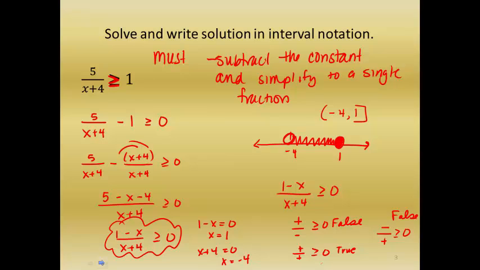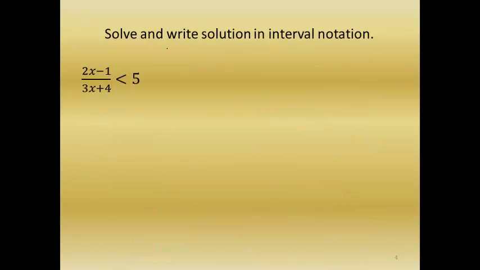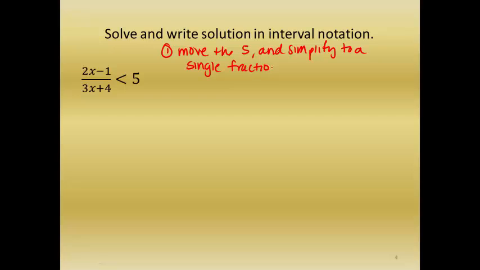Let's try another one. All right, once again, we have to move the 5 and simplify to a single fraction. So I have 2x minus 1 over 3x plus 4 minus a 5 is less than 0. And I'm going to use a fancy form of 1, and that is 3x plus 4 over 3x plus 4 because it allows me to get the same denominator.